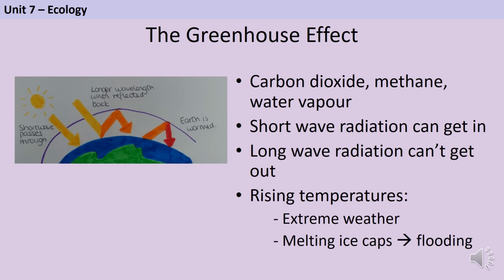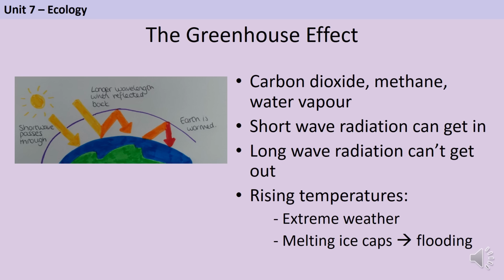The greenhouse effect is a natural phenomenon which stops Earth from being so cold that nothing can live here. It's caused by gases like carbon dioxide, methane and water vapour, which form a blanket around the Earth's atmosphere. Shortwave radiation from the sun, like visible light, is able to easily penetrate this blanket and get to Earth, but when it gets here, it's absorbed and re-emitted as longer wavelength radiation, like infrared radiation, which can't so easily get through the blanket of greenhouse gases.